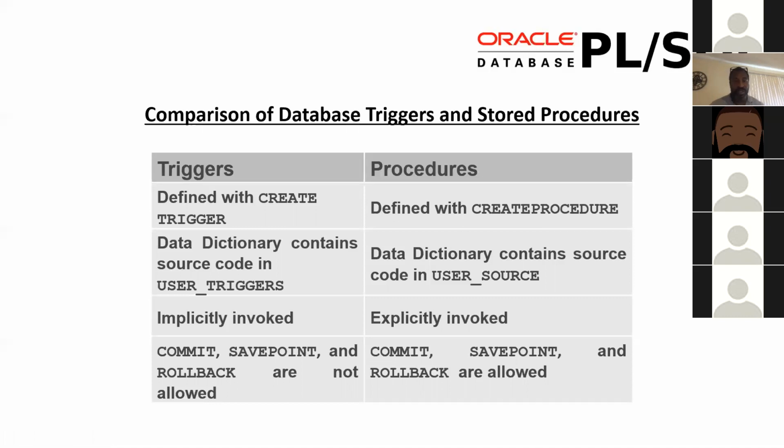Triggers are implicitly invoked, which means they launch automatically, whereas procedures you have to explicitly invoke, you have to do the execute or call. Commit, savepoint, and rollback are not allowed in triggers, whereas you can have commit, savepoint, and rollback, those particular functions, in a procedure.